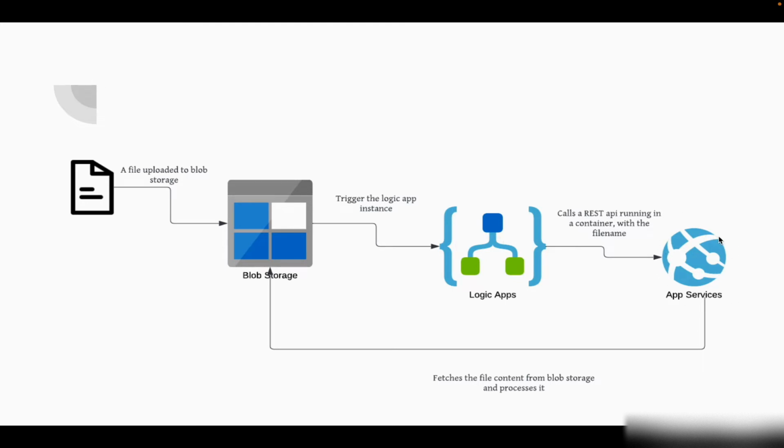running in the app service, and that application will be developed using Spring Boot, and it will expose an endpoint which will be called by this logic app, and that request will contain the file name which is being uploaded to the blob storage. So this REST API which is exposed will in turn fetch the blob from this blob storage, and will process it. Okay, so this integration we'll be implementing in this video.